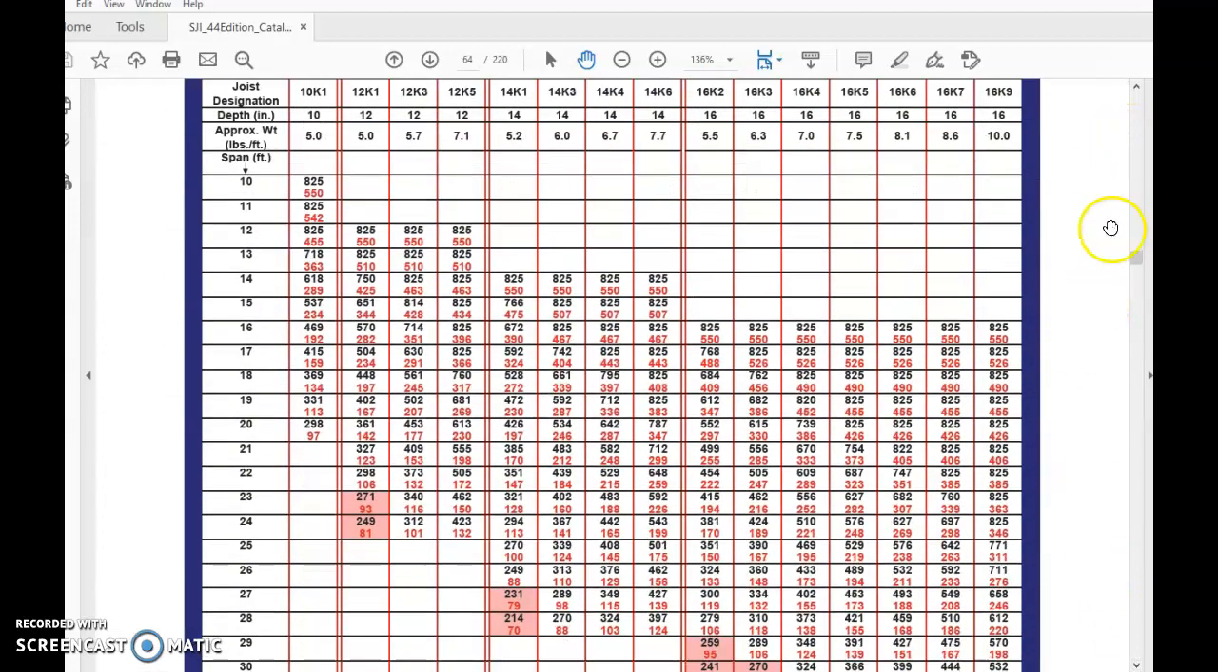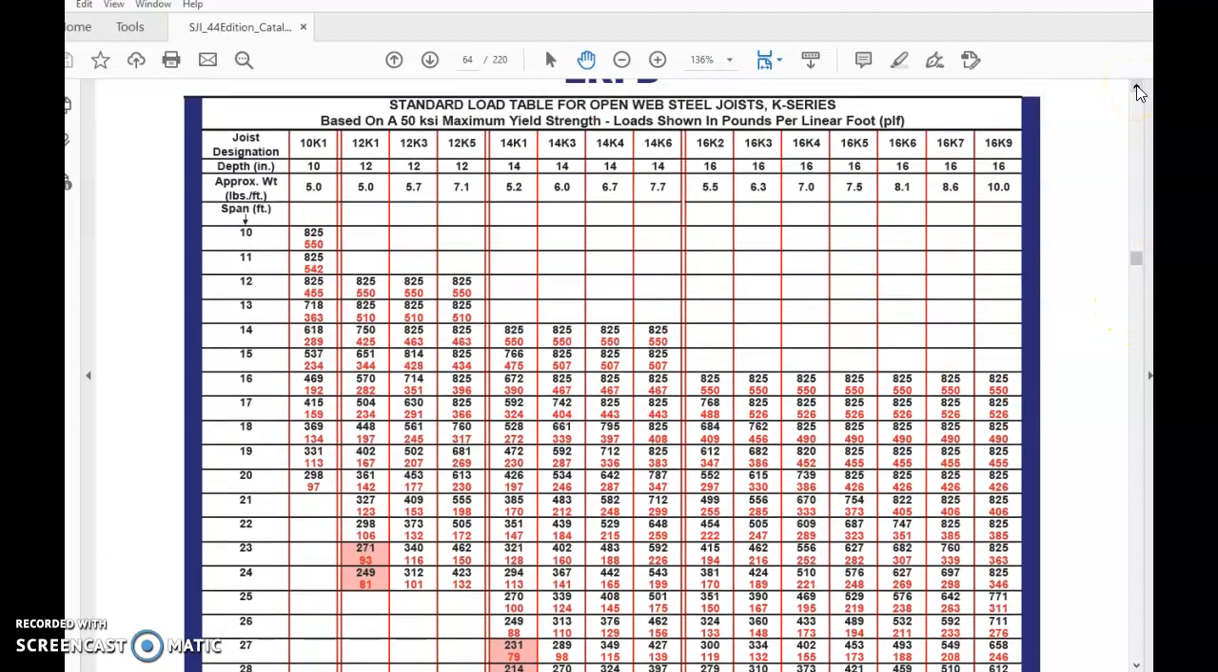So this is what I'm looking for. This is what we need to do your homework here. But this is standard load table for open web steel joists. These are K-series, and they're asking for, let me go over this first here. So I've got a 10K1. I'm going to bump up to a 12K1, 12K3, 12K5.